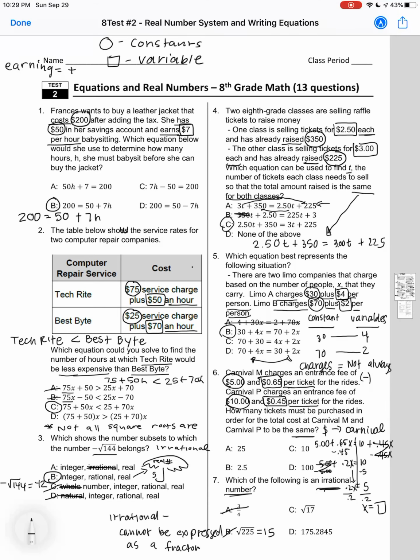So the square root of 17 equals a really long decimal, 4.123, and then it keeps going. So this decimal right here equals a terminating decimal. So terminating decimals are not irrational. This would equal a rational number. So we're left with this square root because this decimal is not patterned.